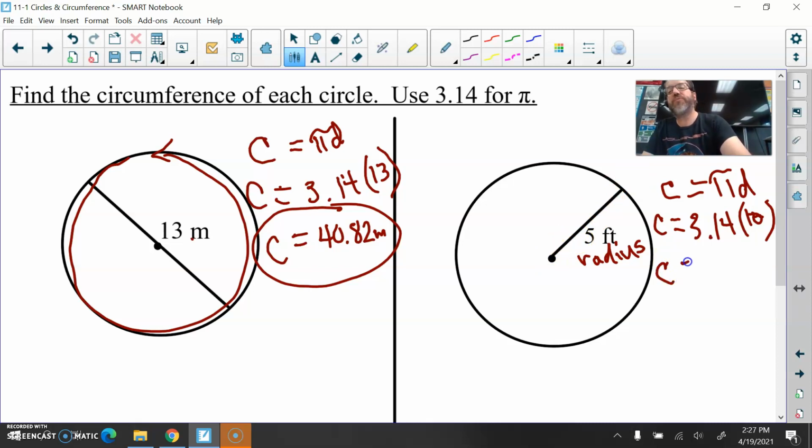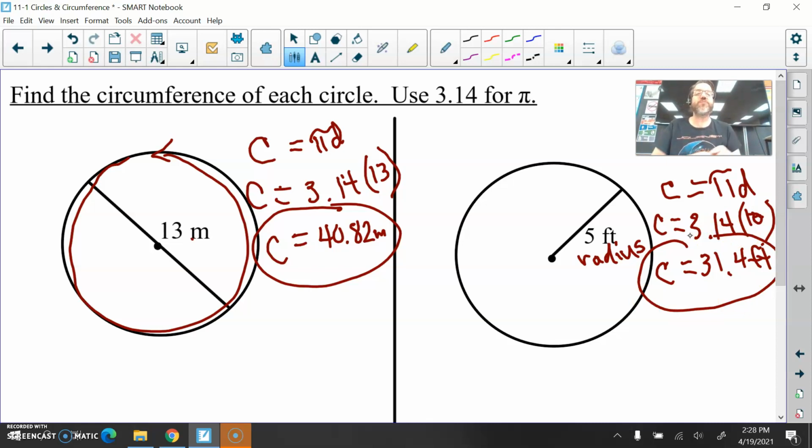So C equals 31.4. That's what you get when you multiply these together. Feet is my label. So it's a pretty easy formula, C equals pi times d. The big trick is make sure you're careful that you're using the correct measurement for the diameter.